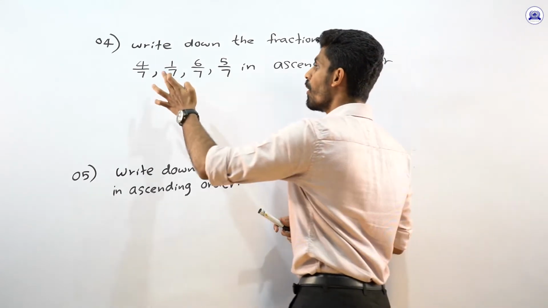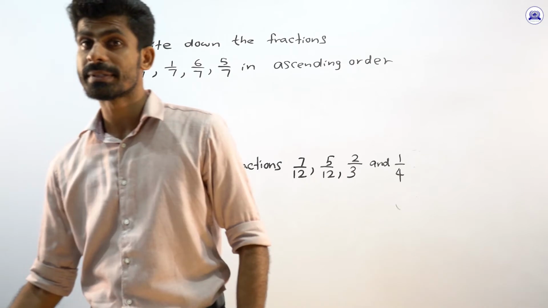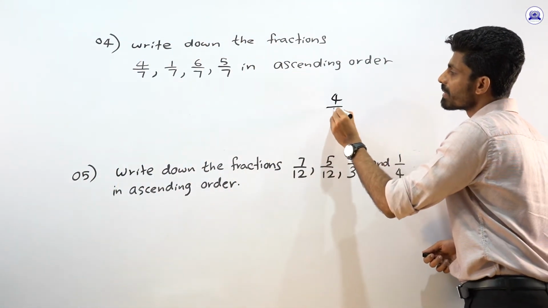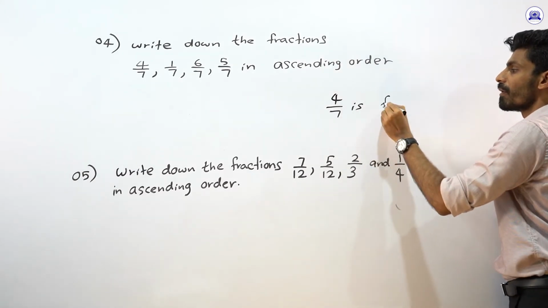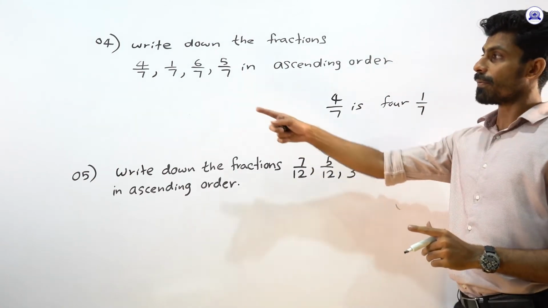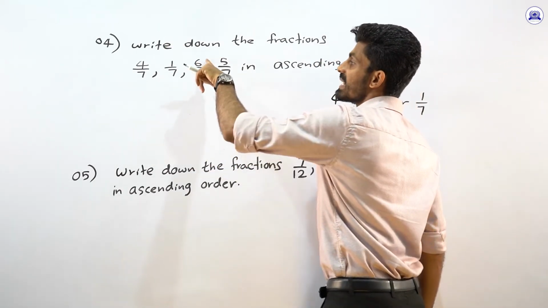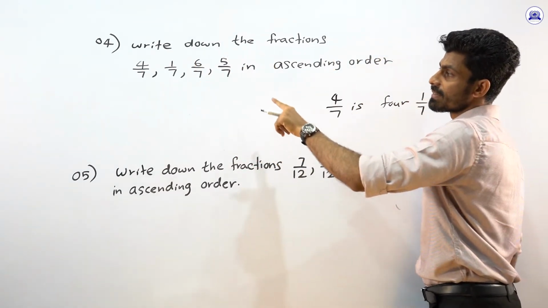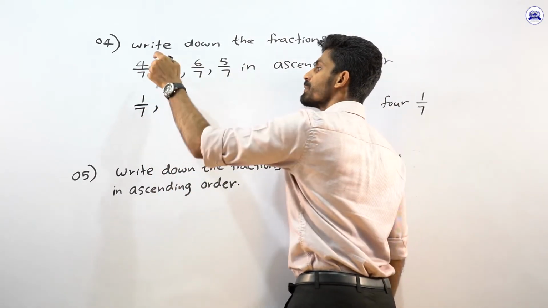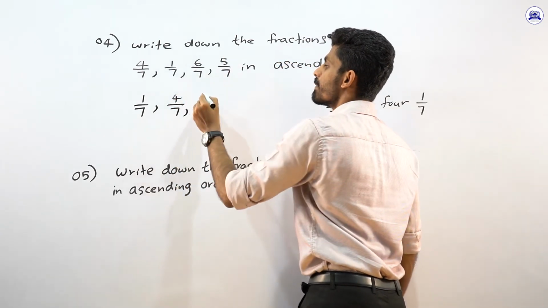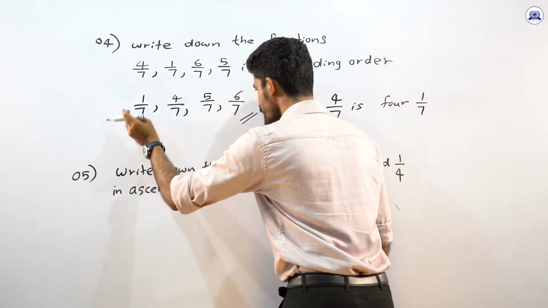So what is the meaning of 4 over 7? We have learned that, right? 4 over 7 is 4 times 1 over 7. 1 over 7 means 1 times 1 over 7. 6 over 7 is 6 times 1 over 7. According to that, 1 over 7 is the smallest one. Then next, what is the next one? 4 over 7, next 5 over 7, next 6 over 7. From smallest to largest.